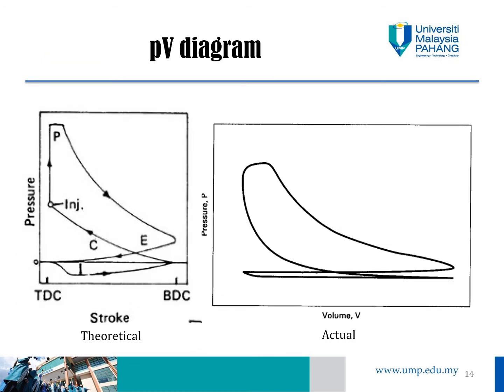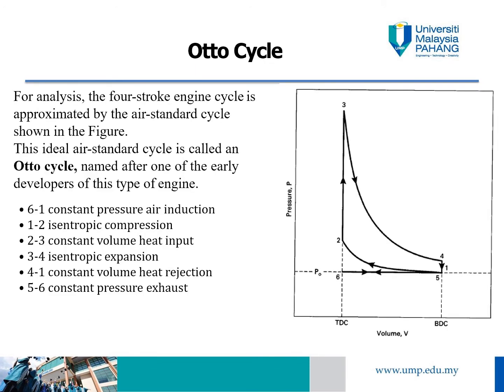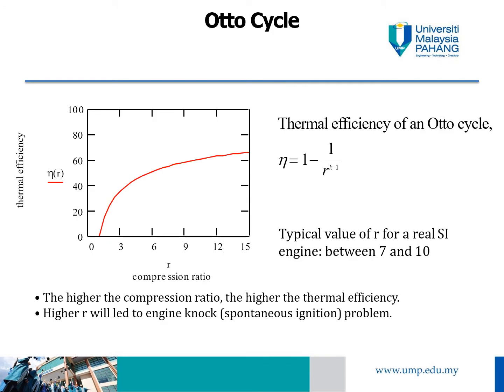So this is the PV diagram, the theoretical PV diagram for the Otto cycle. You have 6 to 1 constant pressure induction, 1 to 2 isentropic compression, 2 to 3 constant volume heat input, 3 to 4 isentropic expansion, 4 to 1 constant volume heat rejection, and 5 to 6 exhaust, where the pressure gas is released. So this is the thermal efficiency of an Otto cycle.